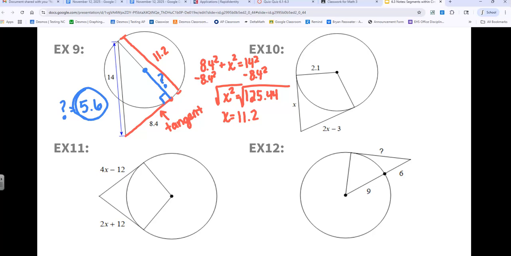Okay, what do you guys think for number 10? Okay, you are correct. This will be 2.1.